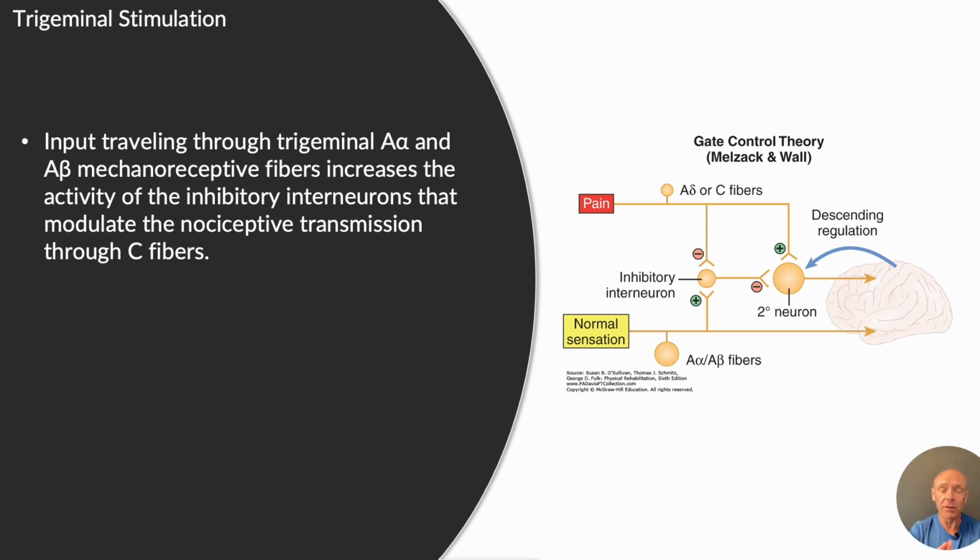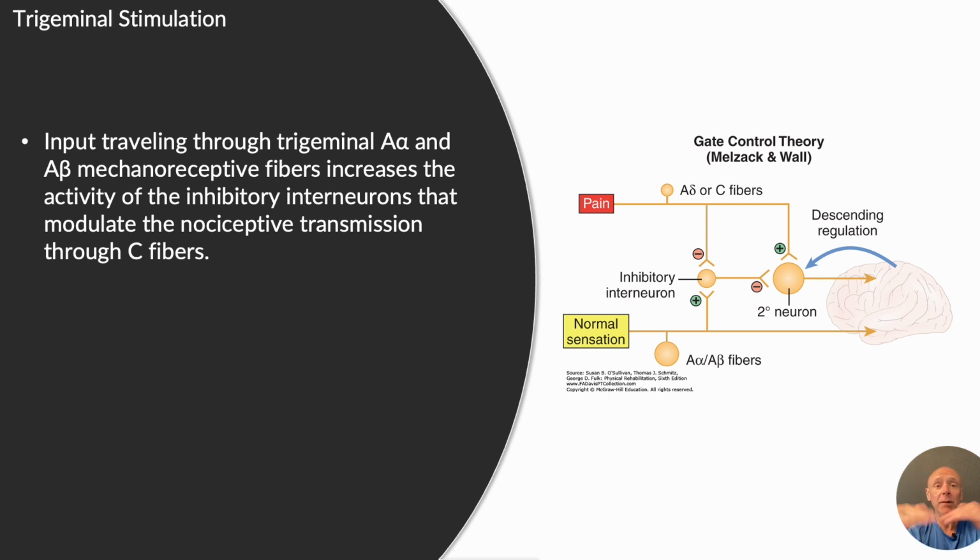And that's what this diagram is showing you. So at the top of the diagram, you see in red, it says pain. And then going across, it says A delta or C fibers. And then in the yellow box, it says normal sensation. And that's going to be stuff like vibration, light touch. Those are probably the two that you would most typically see. There's some other things we could include in there.